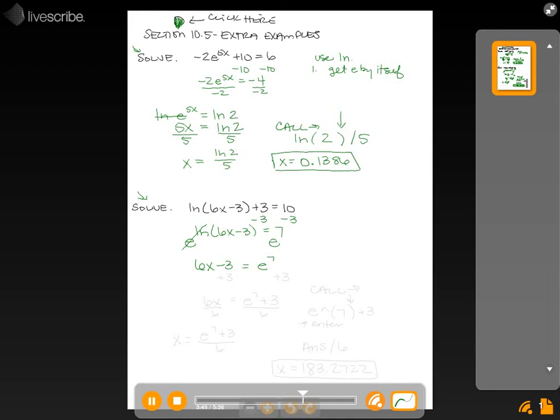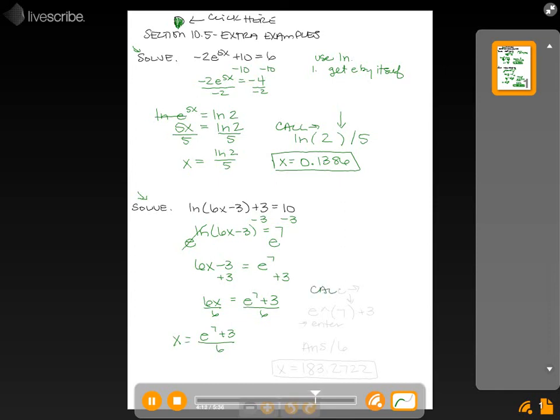Now we solve it like we normally would. We're going to add 3 to both sides. It means we get 6x equals e to the 7th plus 3. Then we're going to divide both sides by 6. So e to the 7th plus 3, divided by 6, is what x is for this problem. Now we're going to put this in the calculator and approximate it to 4 decimal places.